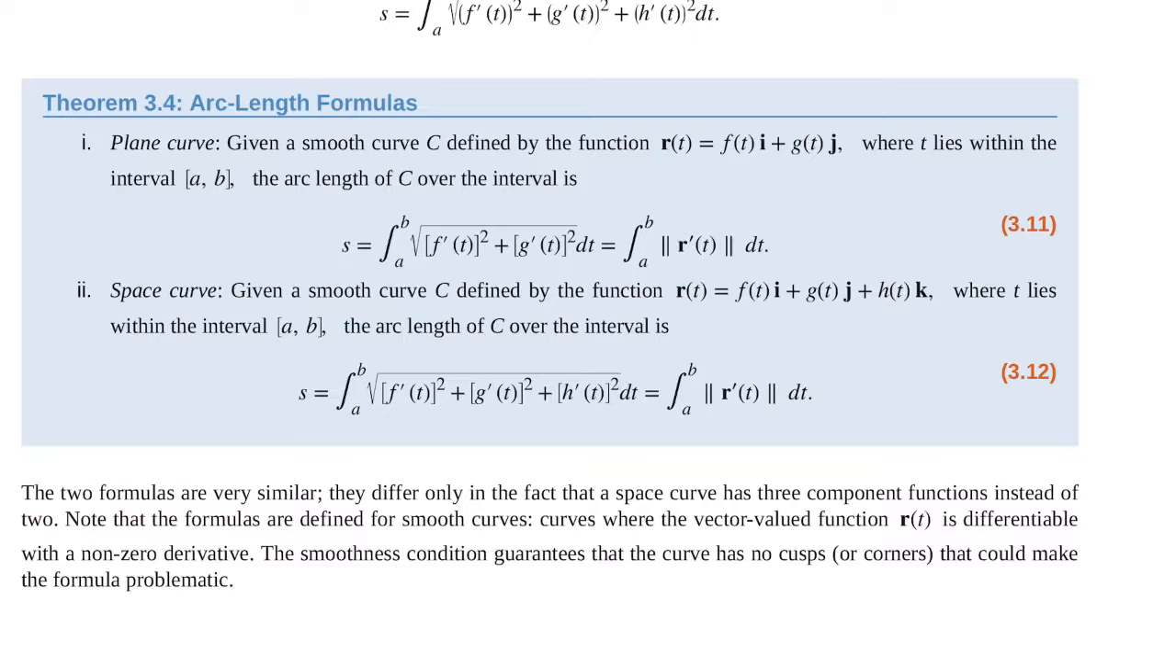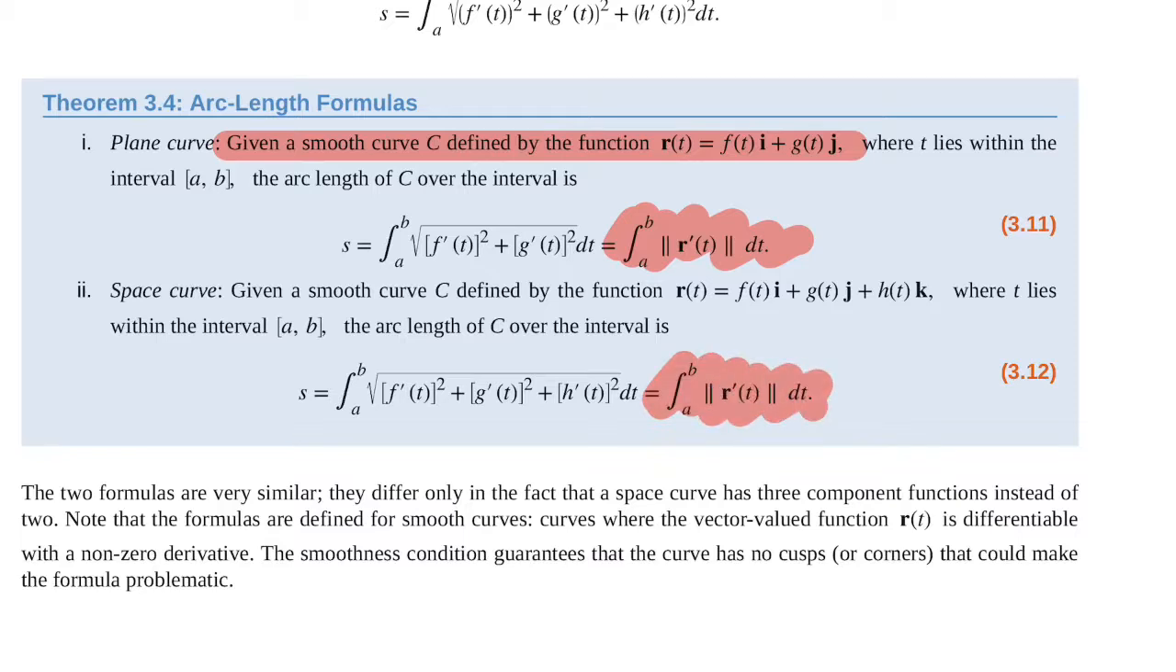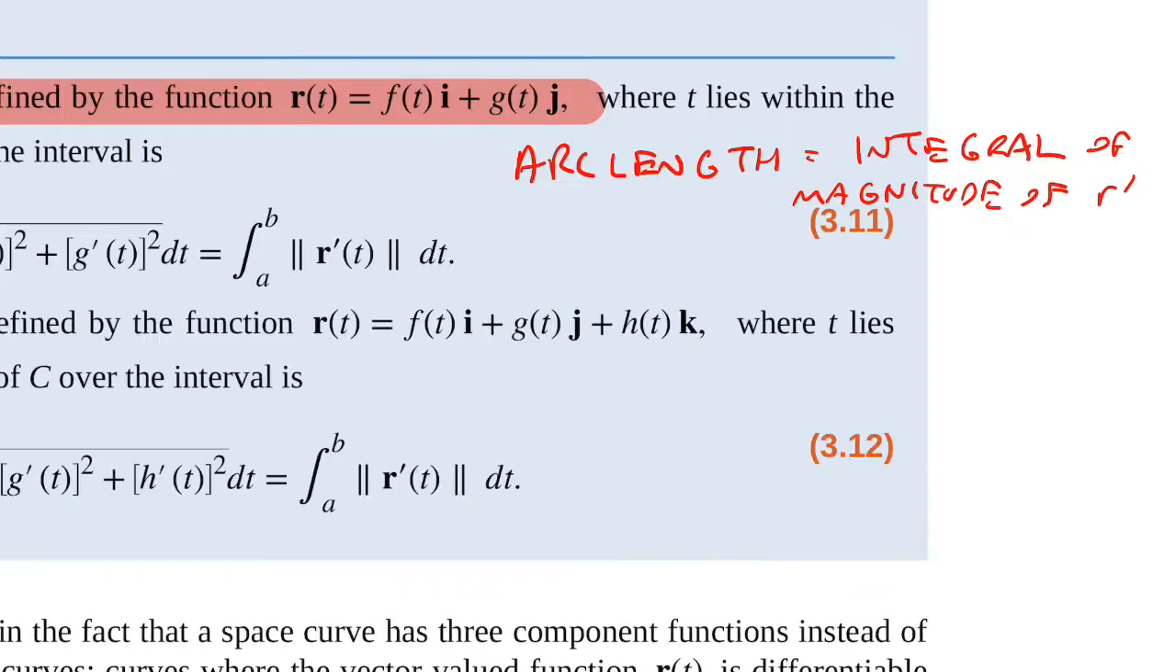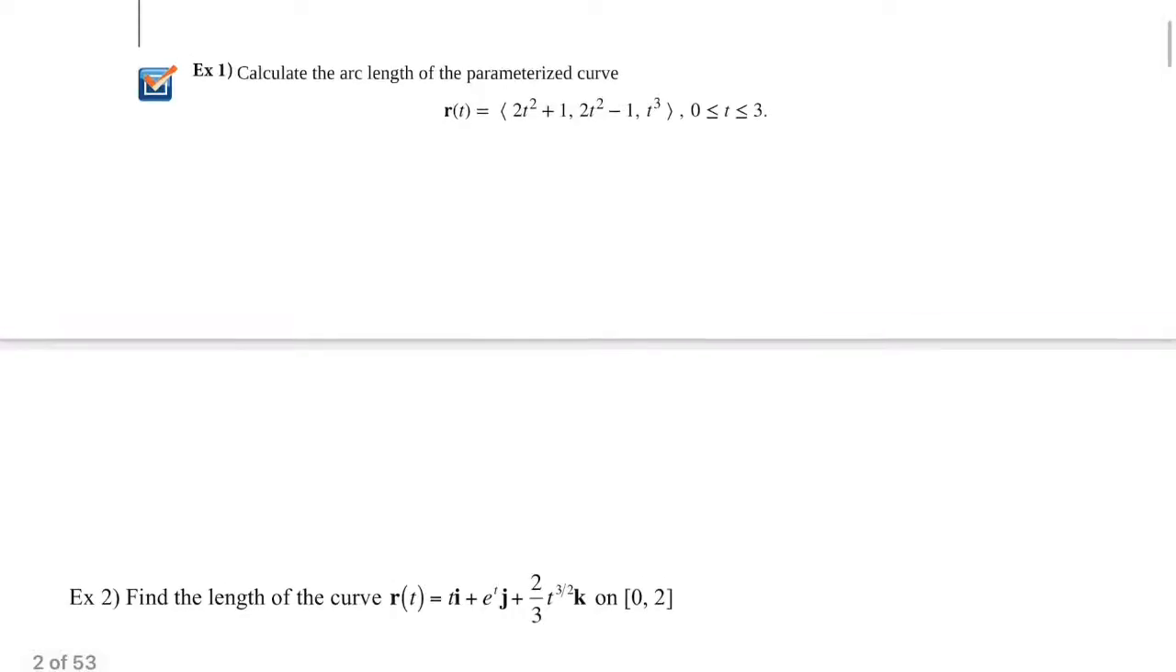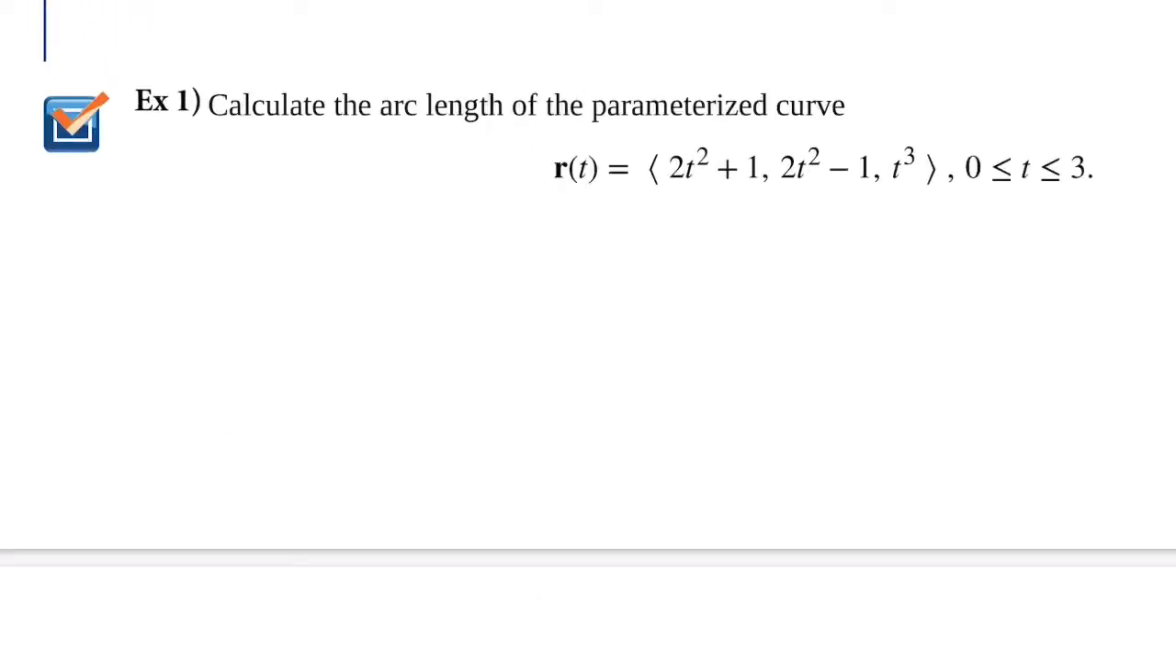First up are the arc length formulas. And notice that the simplified version of these two formulas is exactly the same. It's the integral from a to b of the magnitude of r prime of t dt. What this tells us is that the arc length is equal to the integral of the magnitude of r prime. I'll work out example 1 below. This says calculate the arc length of a parameterized curve. So as we wrote before, the arc length is equal to the integral of the magnitude of r prime.